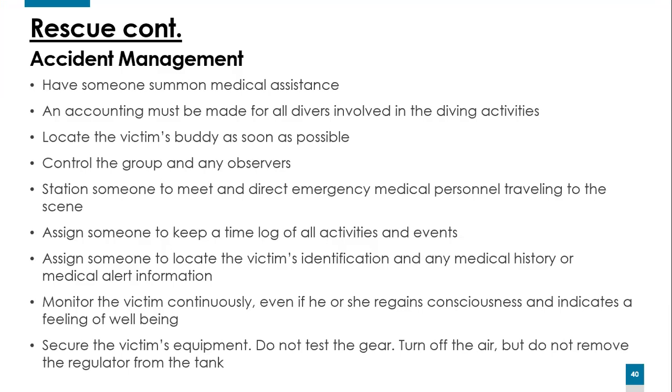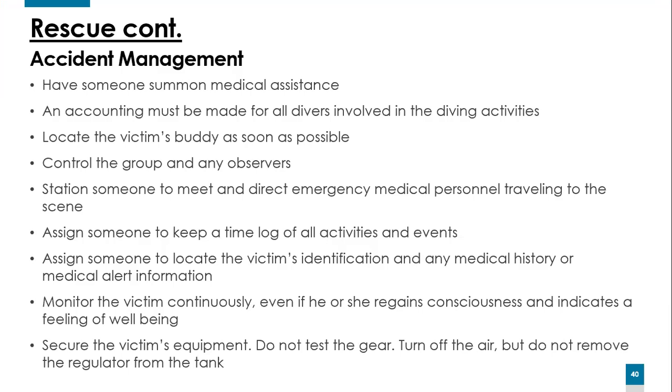You want to assign someone to keep a time log of all activities and events, so they can properly inform emergency personnel at the scene. You want to assign someone to locate the victim's identification and any medical history or medical alert information. You want to monitor the victim continuously, even if he or she regains consciousness and indicates a feeling of well-being.